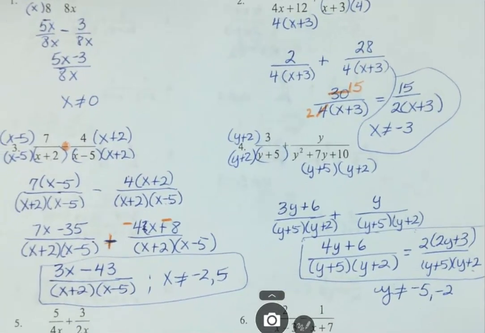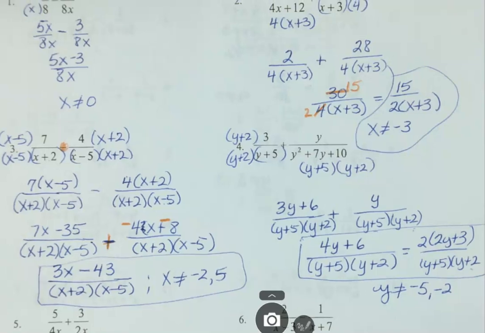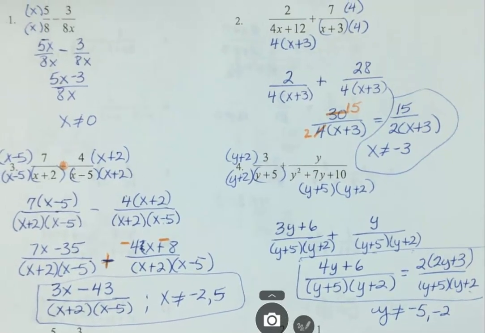Okay, so this is your examples of adding rational expressions when you have to get your own common denominator. So you're going to finish all of those.